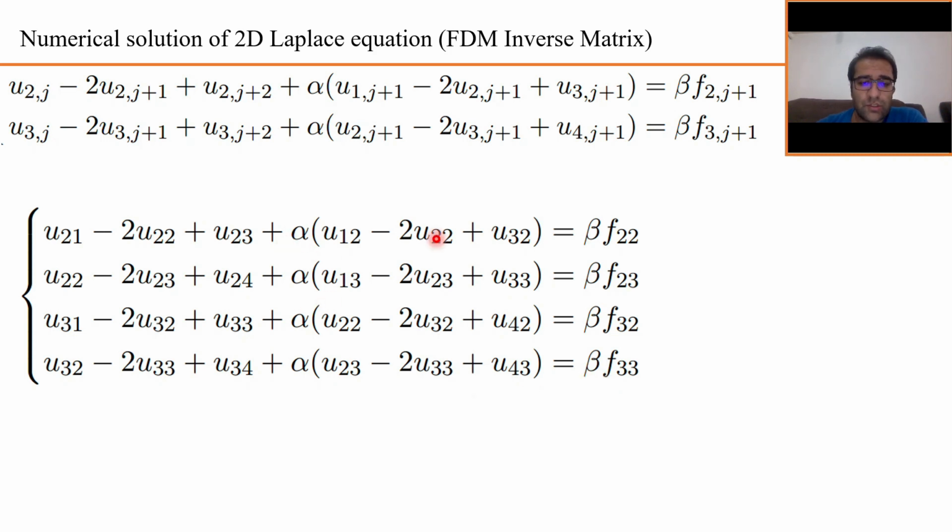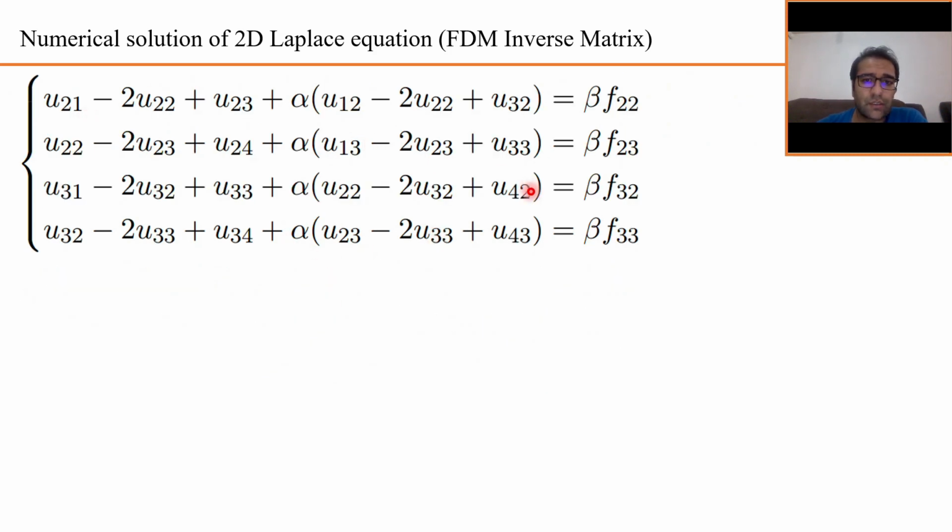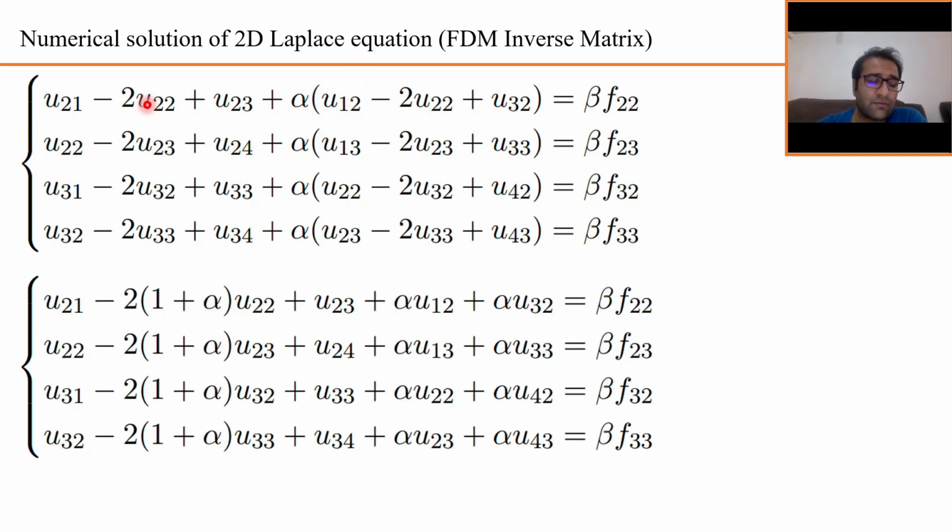And let me again bring this equation a little higher. I have the same equations that I derived, right? If you look at these equations, you see there are some common terms. Let me simplify it and bring the common terms out of this bracket, right? And if I simplify it here, the common term is u_22, right?